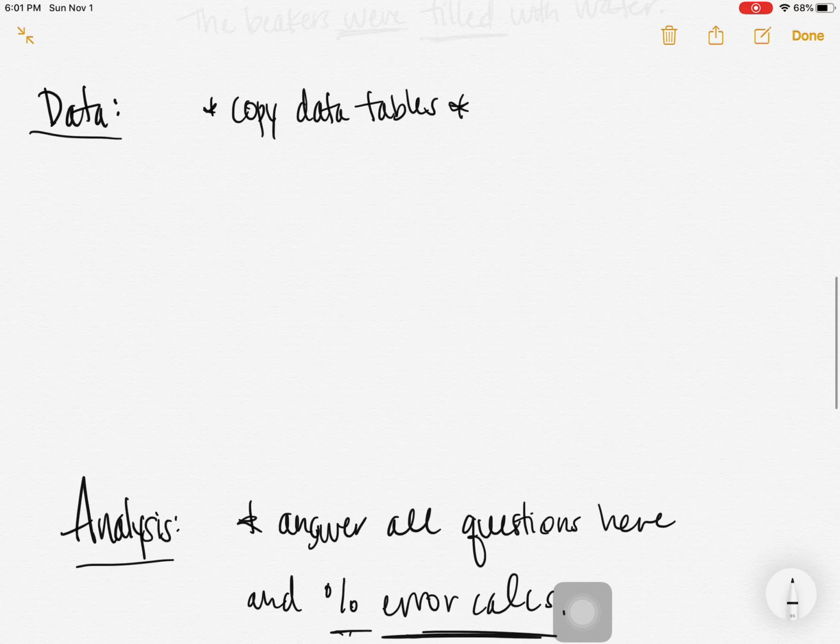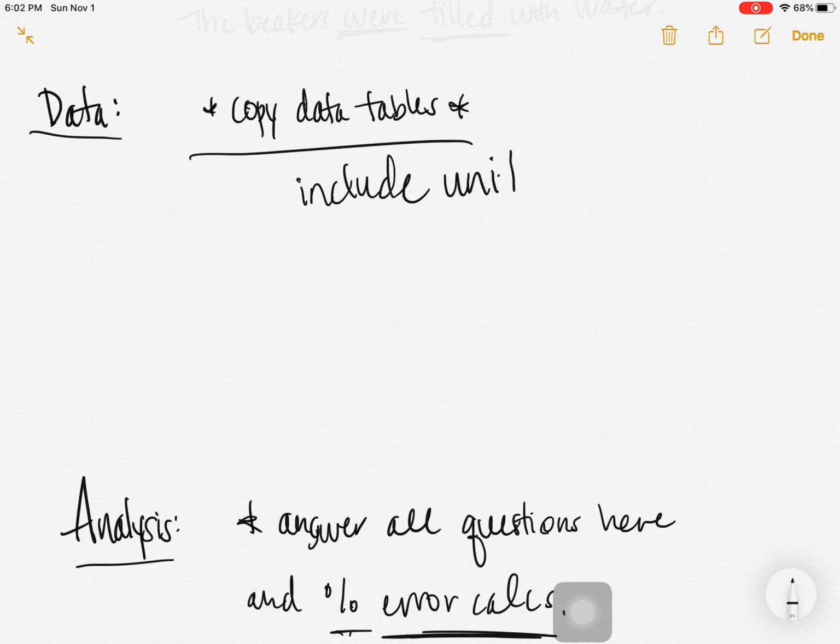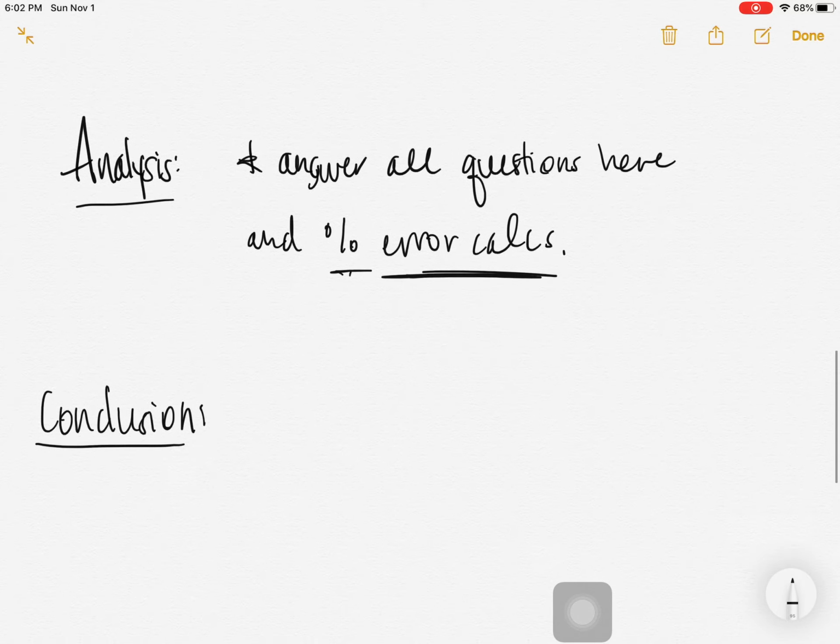Following the procedure, you're going to copy your data tables into your lab report straight from your handout. You're going to include units with your data, all values, and that's basically it. So the data section is very self-explanatory, very simple.